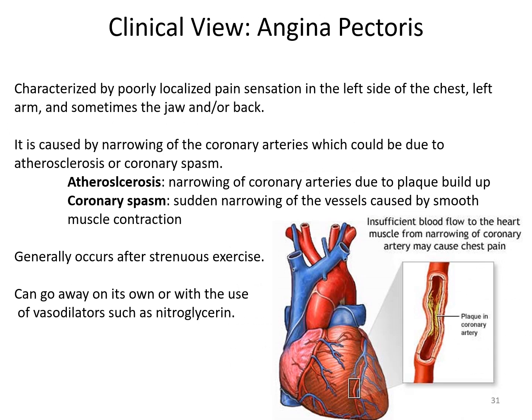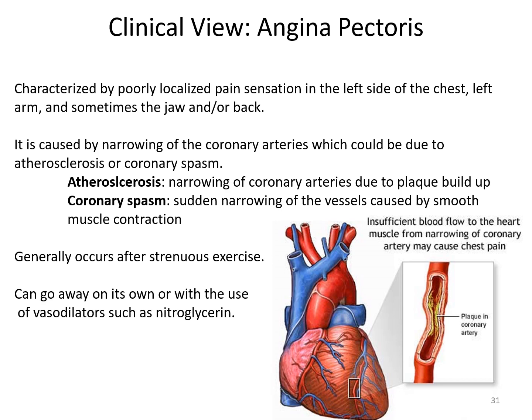Clinical view, angina pectoris. Angina pectoris is characterized by a poorly localized pain sensation. So you feel the pain, but you can't necessarily pinpoint exactly where it's at. Towards the left side of the chest, maybe the left arm, and sometimes in the jaw or even the back. This is caused by the narrowing of coronary arteries. So those coronary arteries that are supplying the blood to the heart, if they start to narrow, it can cause this pain associated with angina pectoris.